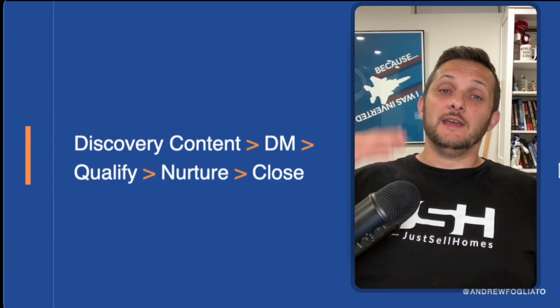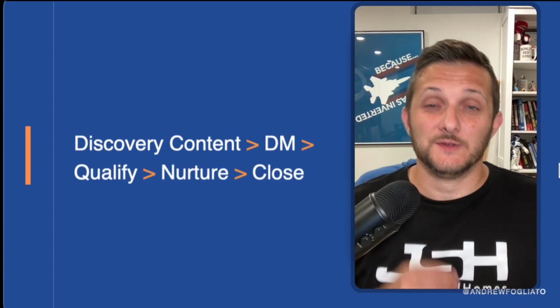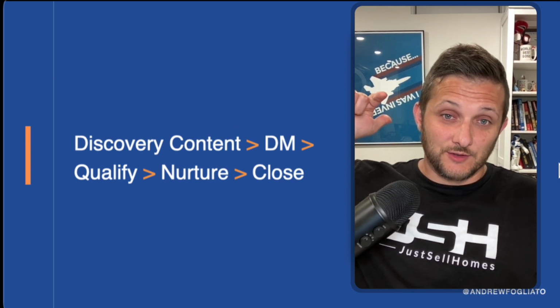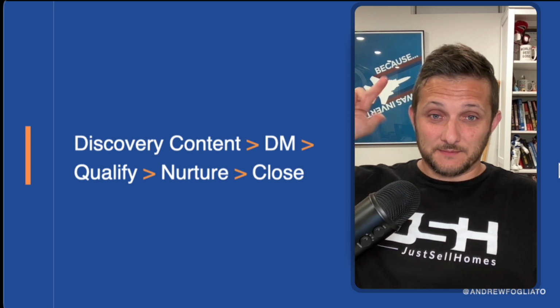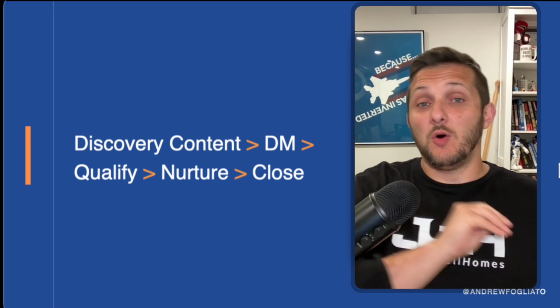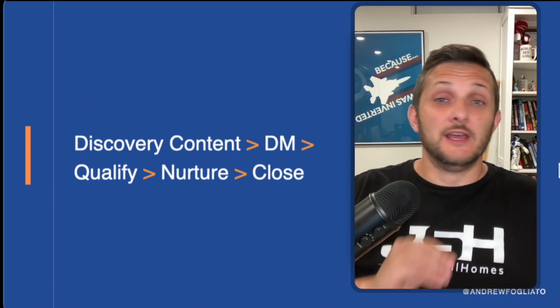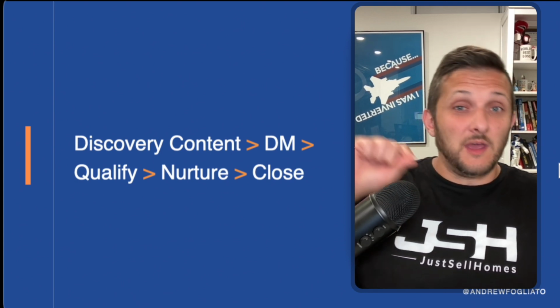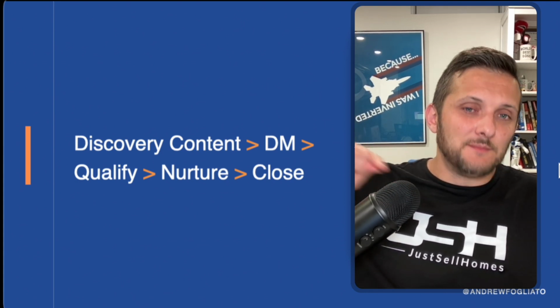So essentially, the flow that we're talking about when using this social selling system is you have discovery content. You're going to drive those people into your DMs, qualify them, nurture them, and then close them. So you can do almost all of this on social. You can get them through the nurture and close phase without actually leaving Instagram. Like you can get people to a house with never leaving the DMs.